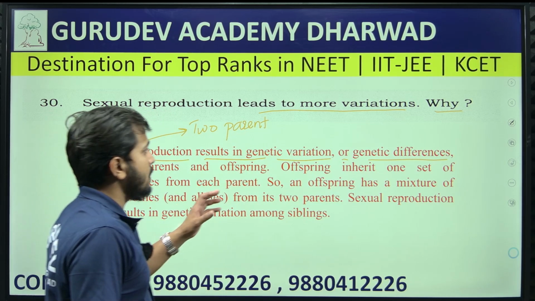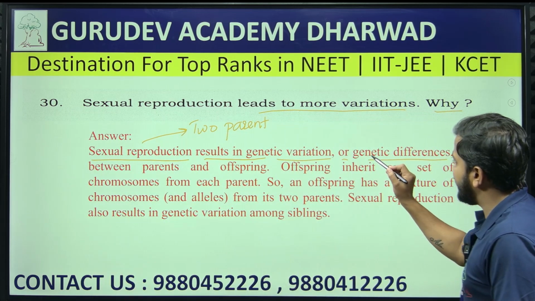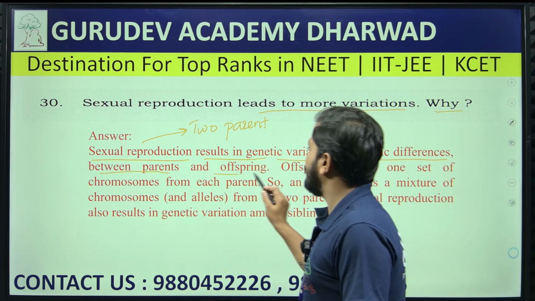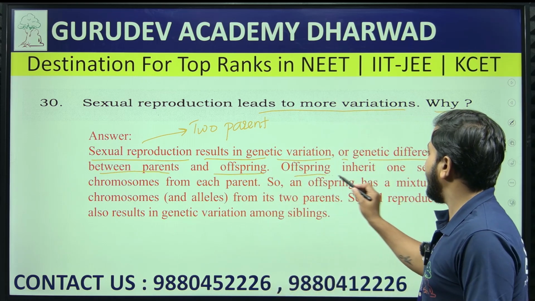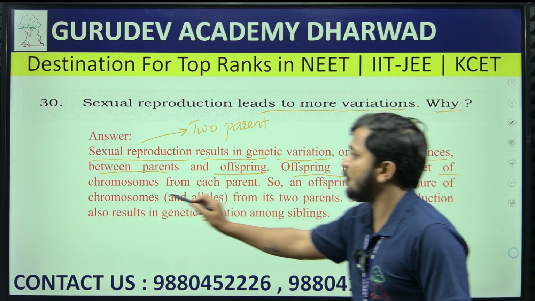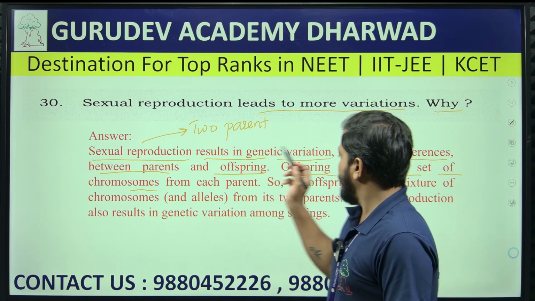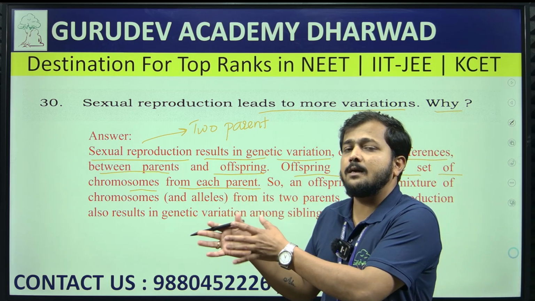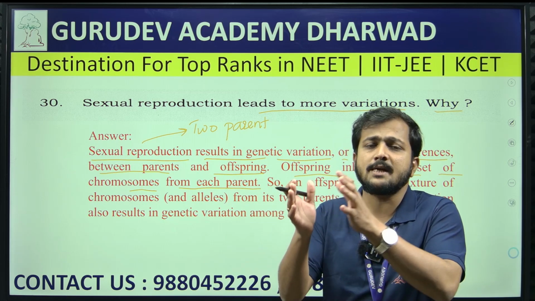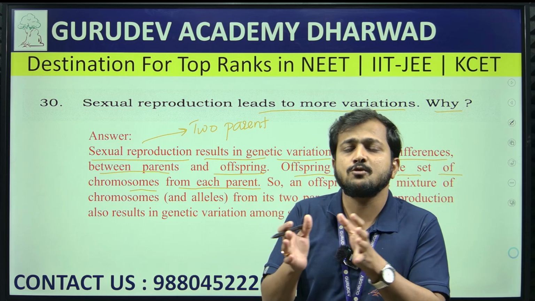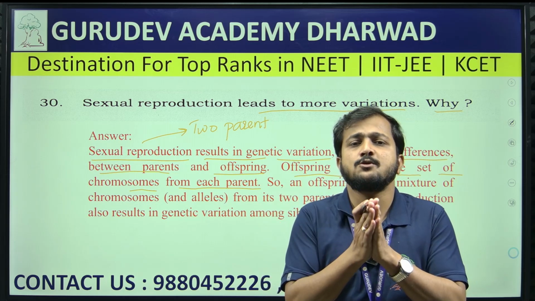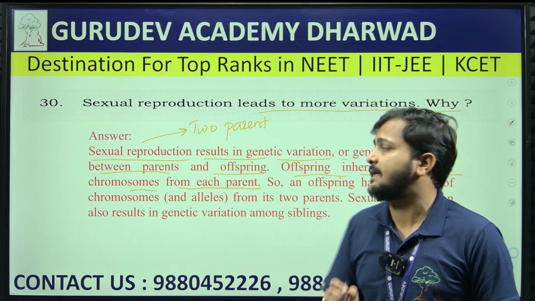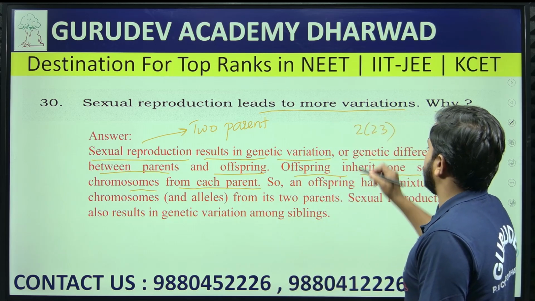Because of this only, we find genetic variation or genetic differences between parents and offspring. The offspring inherits one set of chromosomes from each parent. We know that 23 chromosomes are given by the father and 23 chromosomes are given by the mother, making a total of 46 chromosomes, which form homologous pairing. So we represent it as 23 pairs, right?